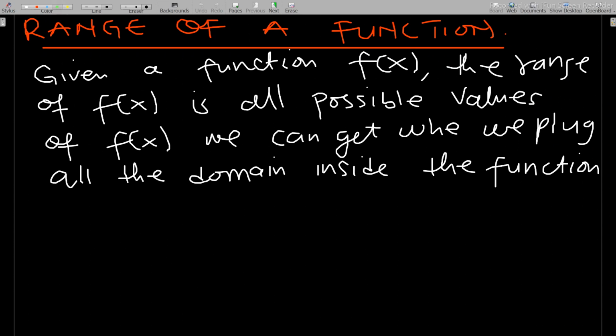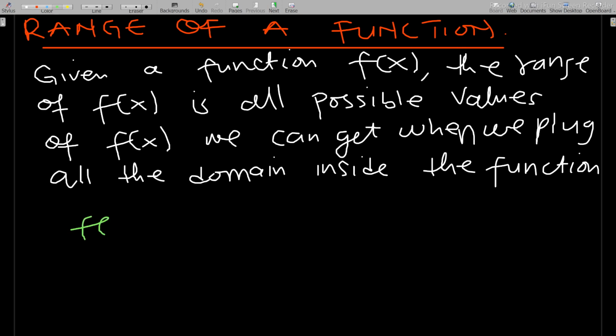Okay, in this lesson we'll go through the range of a function, as we did with the domain. Given a function f of x, the range of f of x is all possible values of f of x we can get when we plug all the domain inside the function. Okay, so this is what we mean.